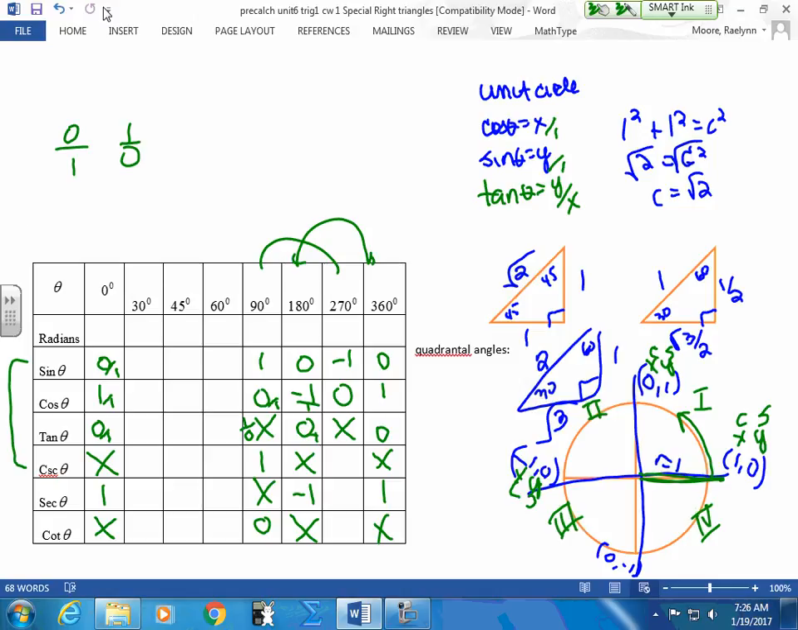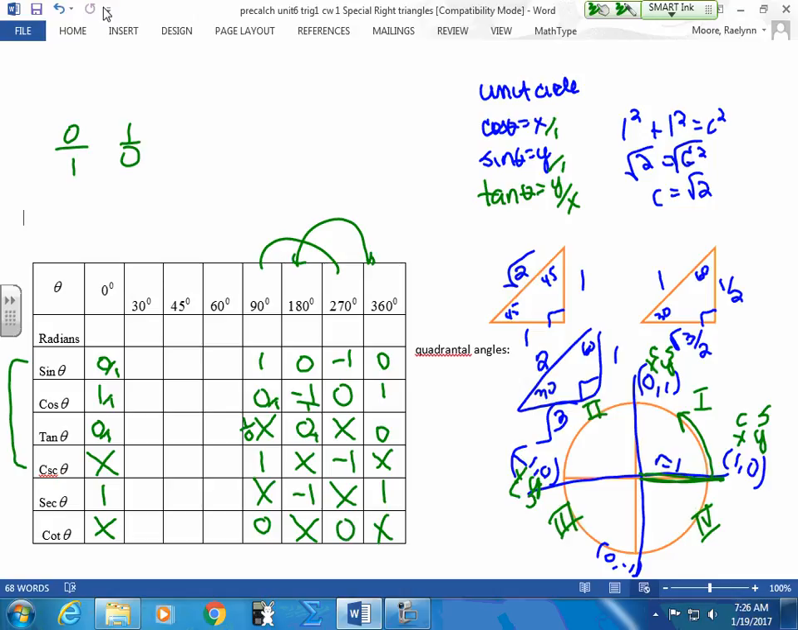Cosecant, reciprocal of sine. Take my sine, put it over 1. What's my cosecant? Negative 1. Secant is a reciprocal of cosine. 0 over 1. Take its reciprocal, 1 over 0. Oh, can't do it. And my cotangent. Take my tangent of 270. My tangent of 270 is negative 1 over 0. So if I flip that over, I get 0 over negative 1, which is what? 0.